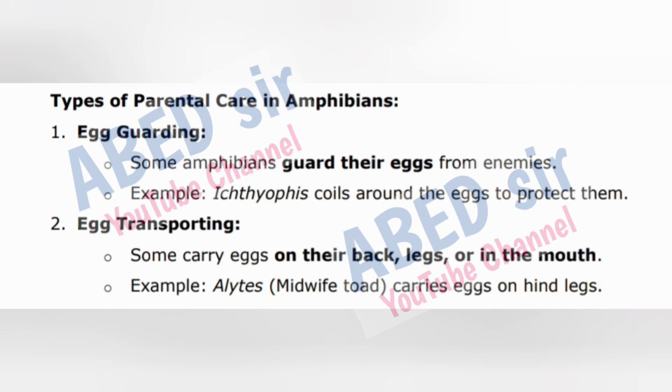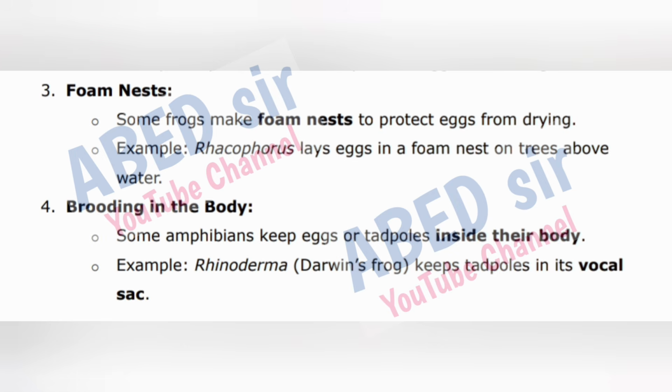1. Egg guarding: some amphibians guard their eggs from enemies. Example, Ichthyophis coils around the eggs to protect them. 2. Egg transporting: some carry eggs on their back, legs, or in the mouth. Example, Alytes, midwife toad, carries eggs on hind legs. 3. Foam nests: some frogs make foam nests to protect eggs from drying.